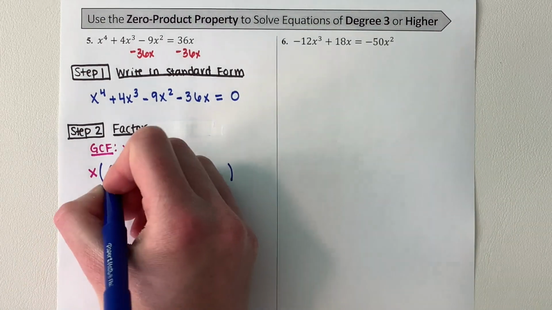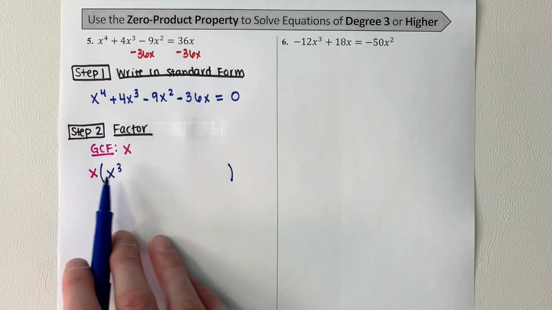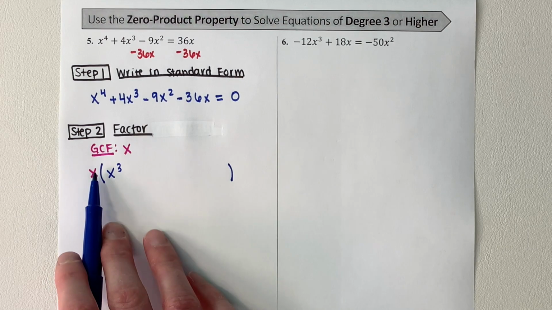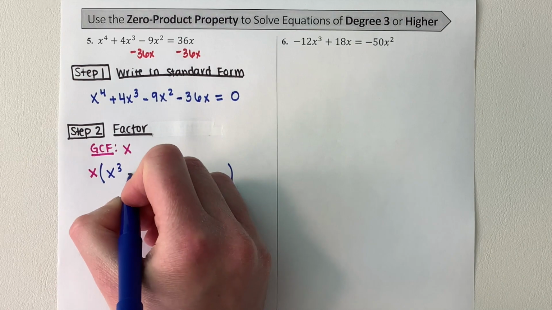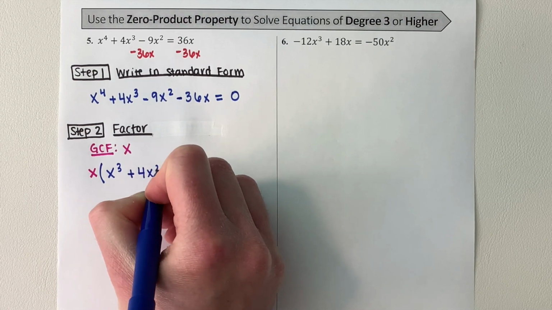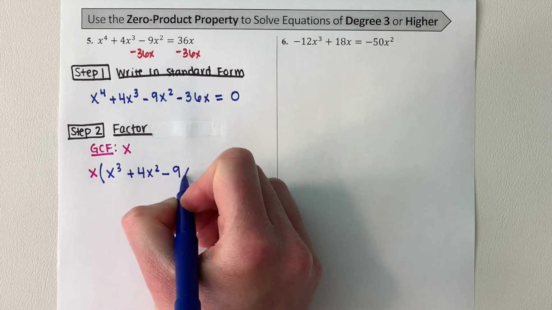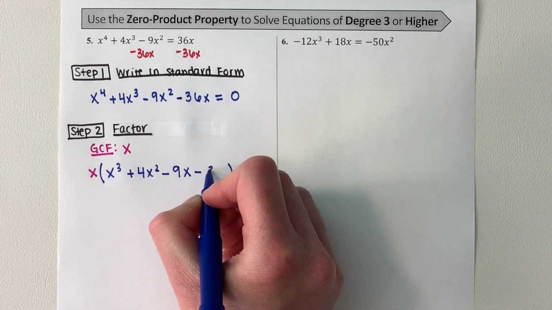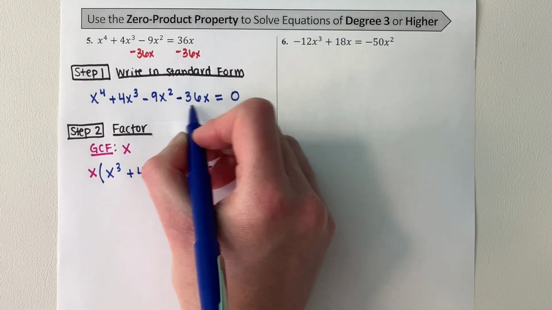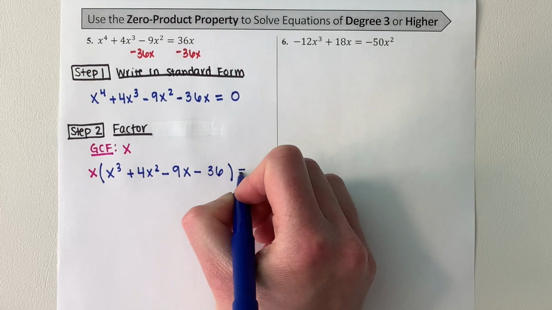Well, x times x cubed will give us x to the fourth. Remember, when you multiply variables, you add their exponents. So the exponent 1 plus 3 gives us 4. Then x times 4x squared will give us 4x cubed. X times negative 9x will give us negative 9x squared. And x times negative 36 will give us negative 36x. And then we'll make sure to bring down our equals 0.